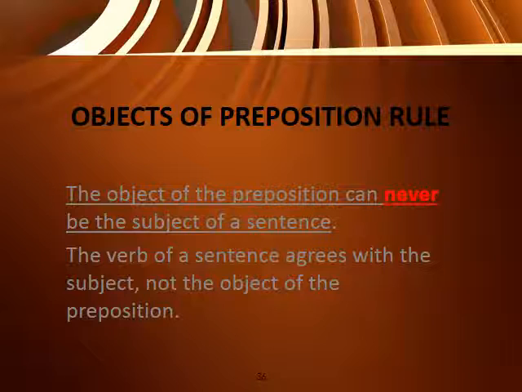And it stays kind of locked in its cage there, in the prepositional phrase cage, and it can't be used as a very important thing in a sentence, which is the subject. It's kind of locked in its little cage there. So we'll talk more about that. The verb of a sentence agrees with the subject, not the preposition.